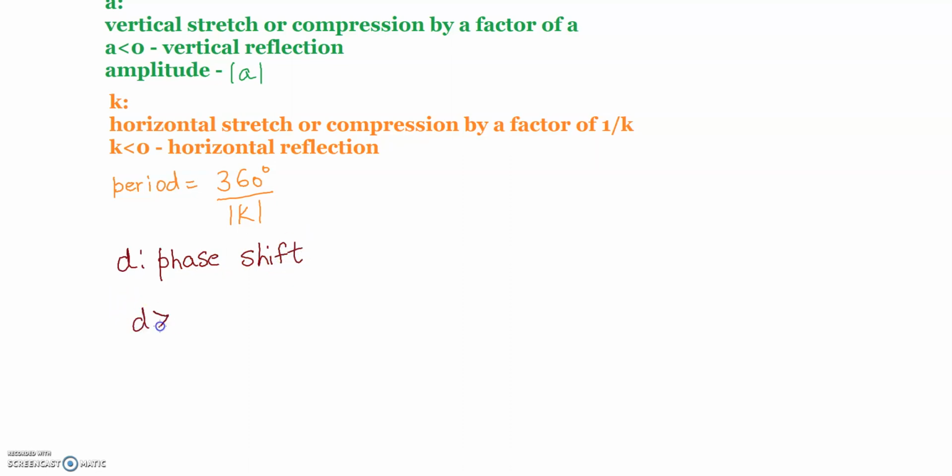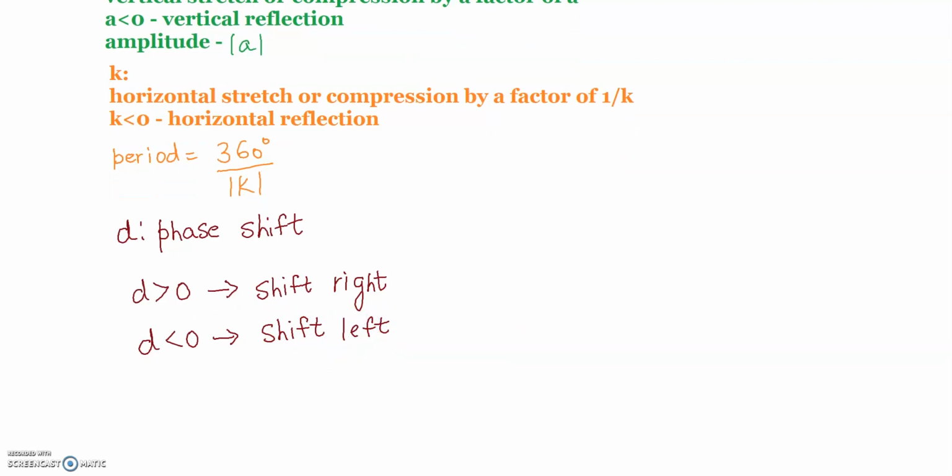When d is greater than 0, meaning a positive value, then we shift to the right. When the d value is less than 0, which means negative, then the graph can shift to the left.